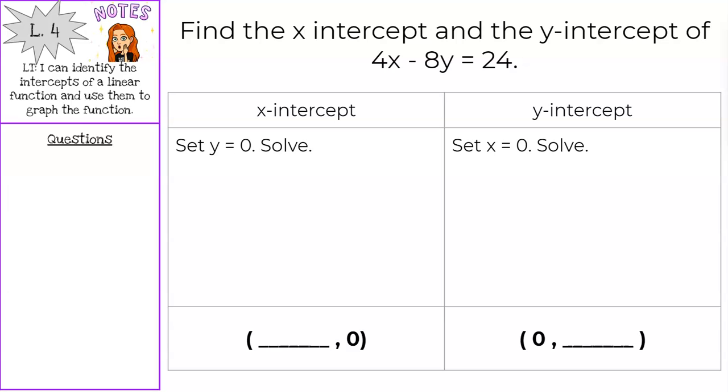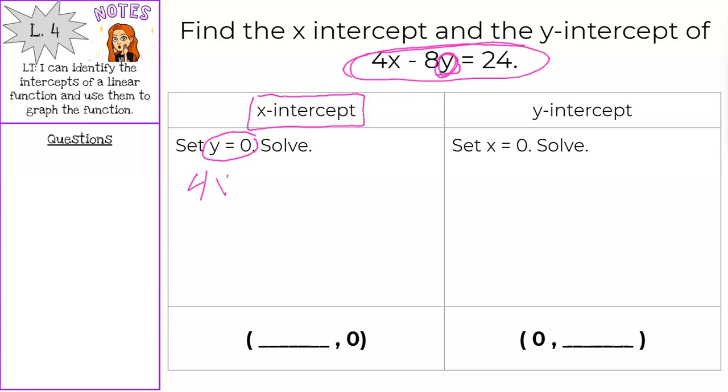All right, let's do one more example. Again, we're going to find the x and y intercepts of this function right here. The first thing we're going to do is find the x-intercept. That means we make y 0. So y is going to become 0.